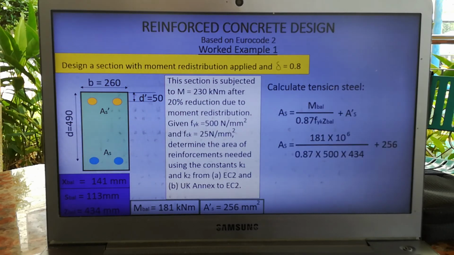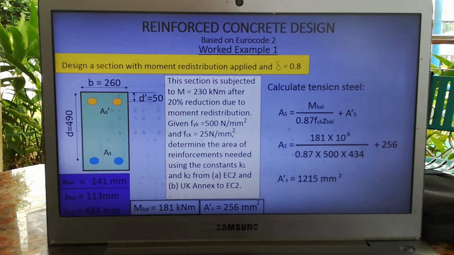This is the equation. Plug in the numbers. 181 is the moment capacity of the section without compression reinforcement that we calculated earlier and stored at the bottom of the screen. 10 to the power of 6 is the conversion factor from kilonewton meter to newton millimeter for the moments. 500 is the stress capacity of the steel reinforcement when yielded. 434 is the value of the lever arm. 256 is the area of compression reinforcement calculated earlier. The answer is 1215 millimeter square for tension reinforcement.